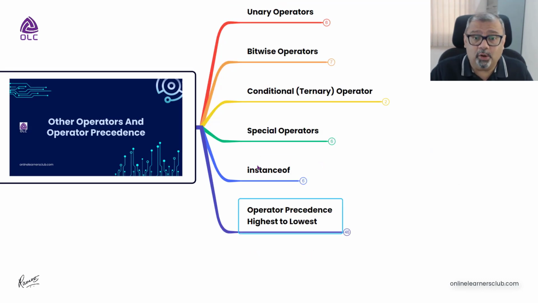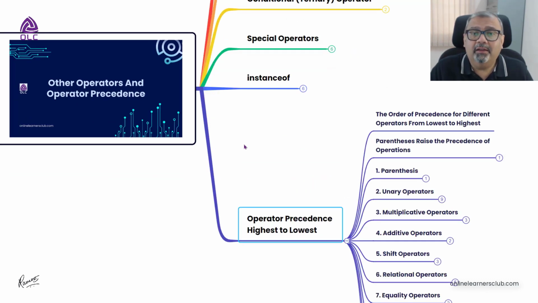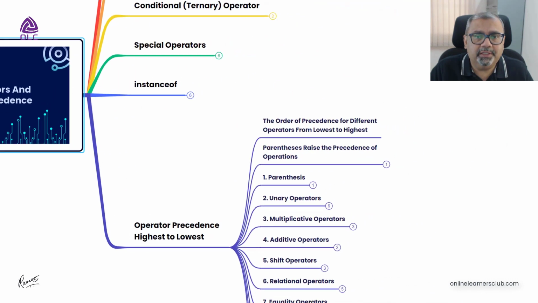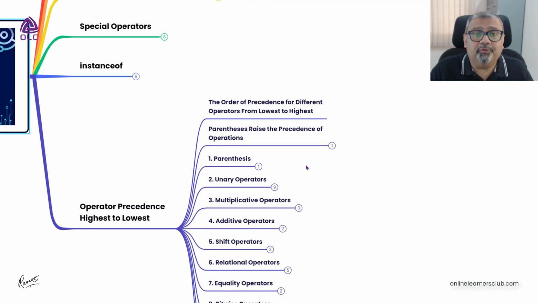Next, a very important concept, which is operator precedence. When you have multiple operators coming in one single expression, what should get the highest precedence, basically performed or computed first? This is a very important element that we need to understand. So let's look at the precedences that we have from highest to lowest. Let me bring it out here.